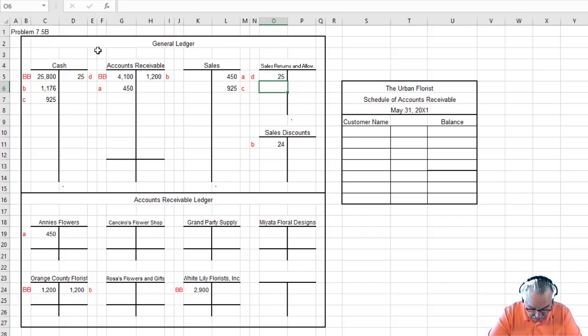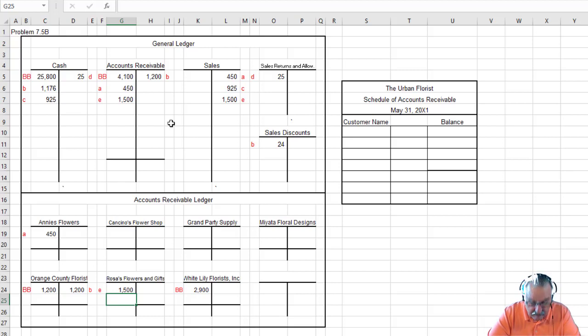Transaction E, debit accounts receivable $1,500, and credit sales. This is for Rosa's Flowers. So that debit we put into accounts receivable. We have to also post down below into Rosa's Flowers and Gifts to reflect the sale to her.